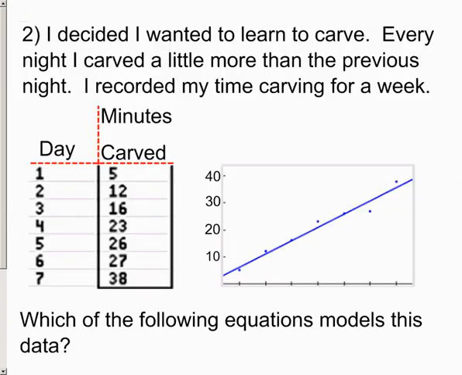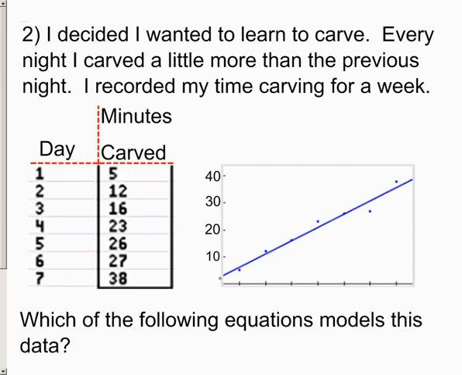Let's go to another one. This one's a totally made up creation. I made this table up myself on my graphing calculator, but let's just say that I decided I wanted to learn to carve, and every night I carved a little more than the previous night, and I recorded my time carving. The first night, I cut myself, so I only carved 5 minutes. It was very frustrating, didn't know what I was doing. The second night, I thought I was doing a little better, and I did 12 minutes, and so there you go. You see this pattern.